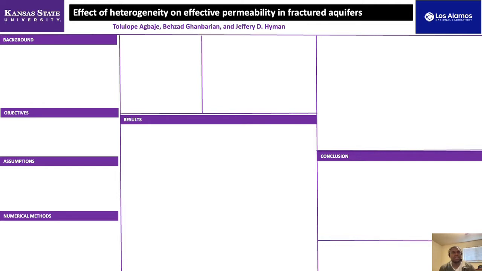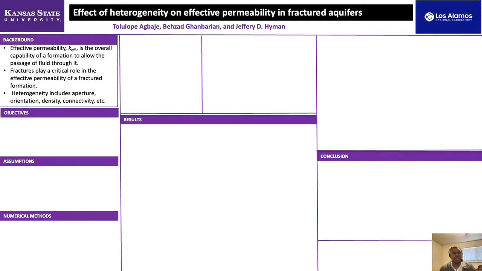Today I'll be talking about the effects of heterogeneity on effective permeability in fractured aquifers. Effective permeability relates to the overall capacity of the formation to transmit fluid. In a fractured aquifer, the fracture network plays an important role in the permeability of the aquifer. We have several properties and characteristics of fractures that control the effective permeability. Examples include the fracture aperture, orientation, density, connectivity, etc.